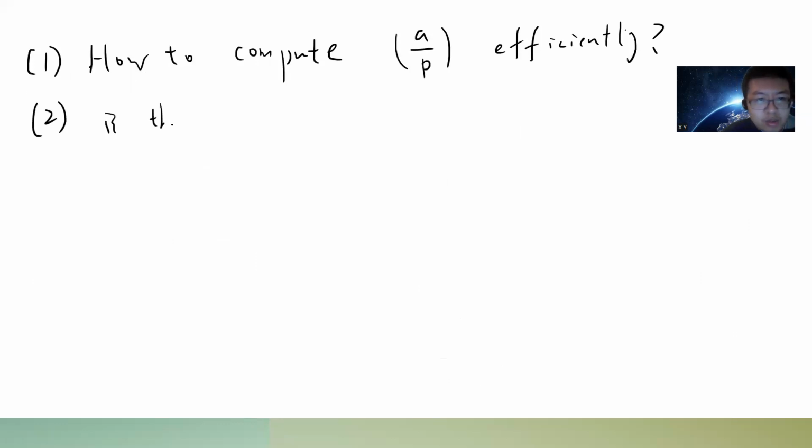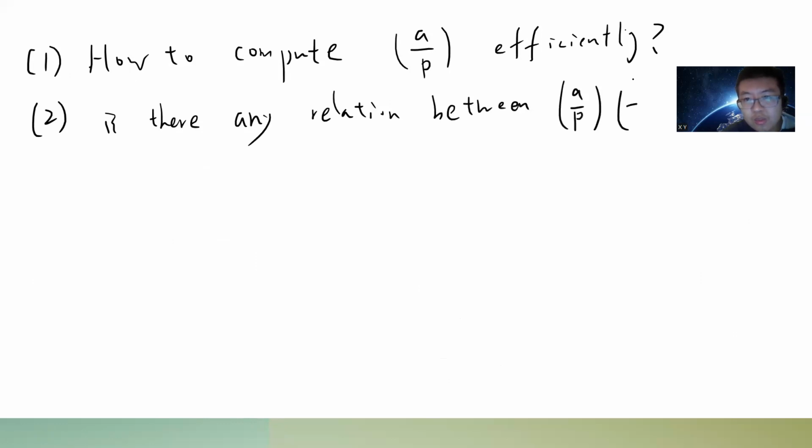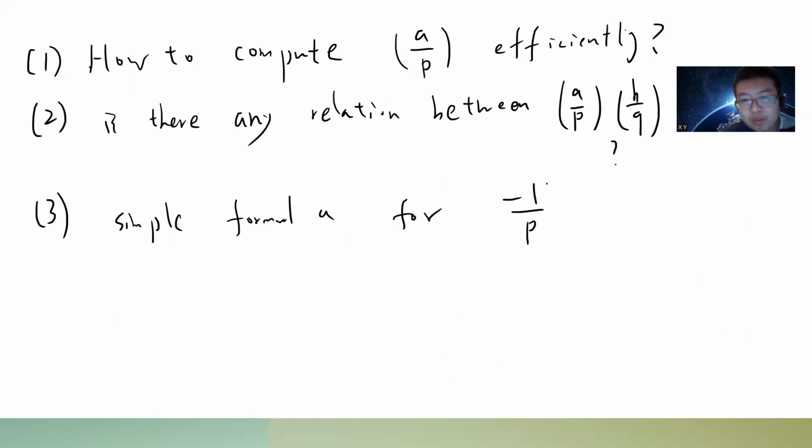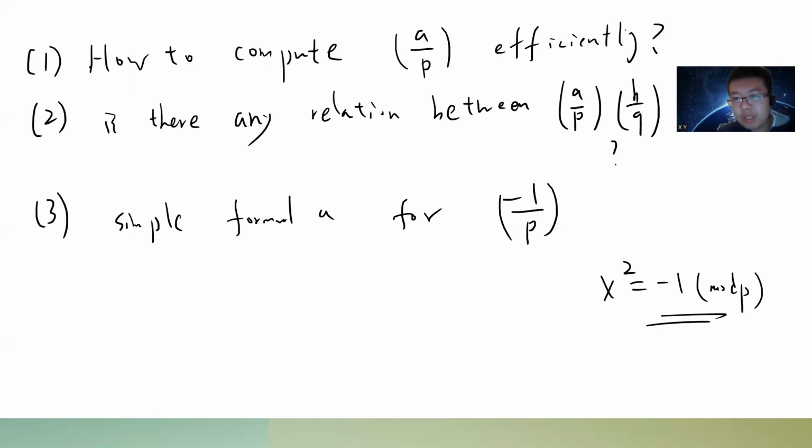Or is there any relation between, let's say, (A/P) and maybe (B/Q)? Or a simple formula. For example, if I want to ask (-1/P), I want to ask in what case I can take the square root of -1 in the mod P field.